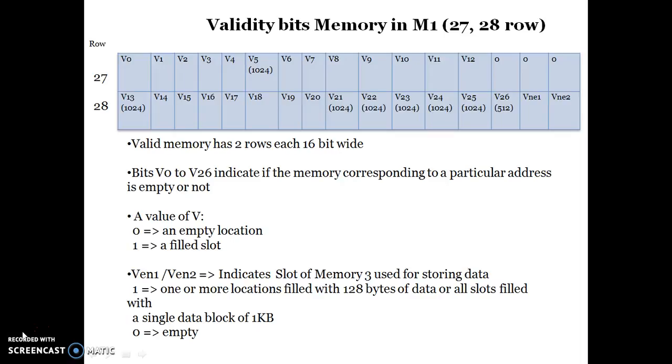The valid bit memory, since we have divided the entire system into 27 memory blocks, has 1 bit corresponding to each memory slot. That is from V0 to V26.